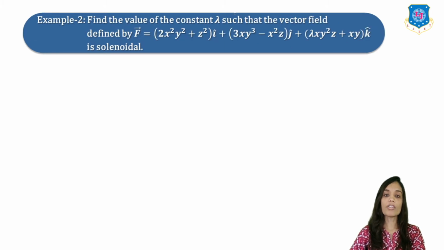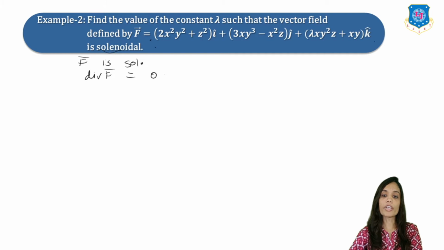Okay. Now let us solve one more example. We have to find the value of lambda for the vector field f bar, provided this vector field is solenoidal. So you are given that this vector field is solenoidal. So what can we write? The divergence of f bar is equal to 0, because we are given that f bar is solenoidal.